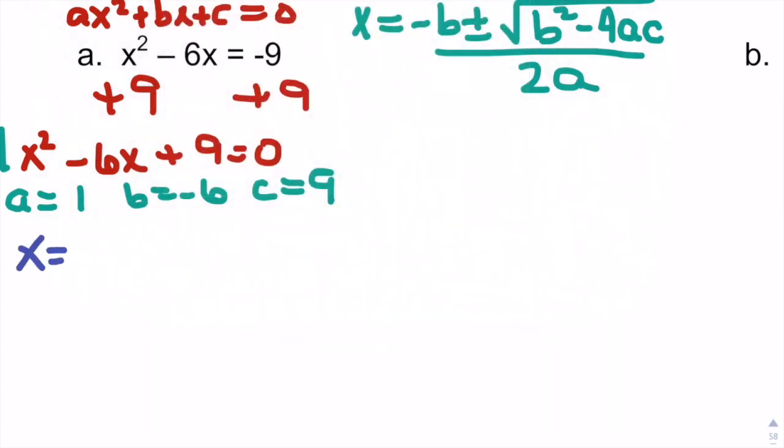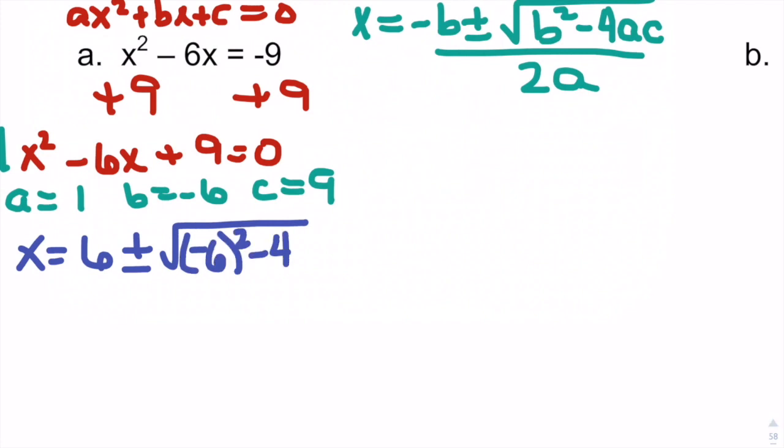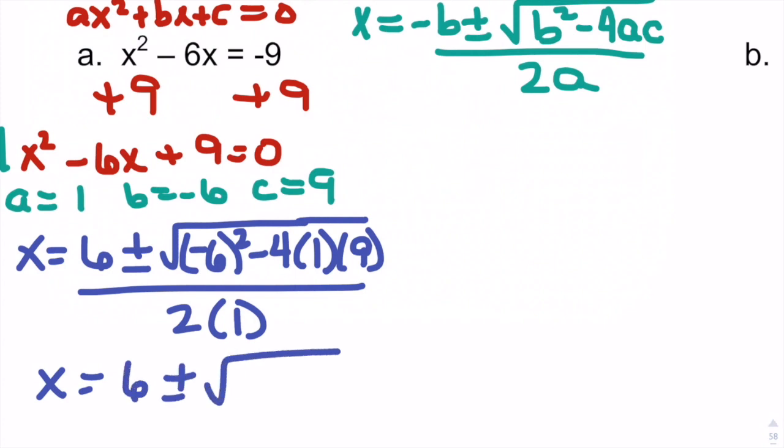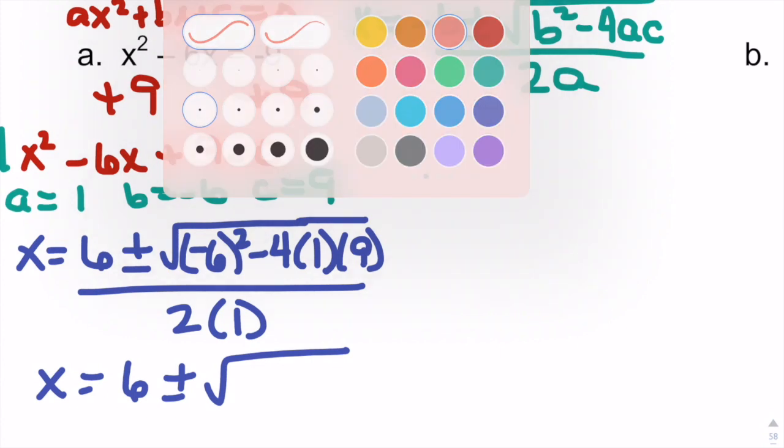So negative b, it's a negative 6 already, and if I plug it in for something that's negative, it becomes a positive 6. And then I have a plus or minus sign. We've got the square root. B squared, well, it's negative 6. I'm placing it in parentheses, squared, minus 4 times a times c. And then on the bottom, 2 times a, which is 1. Plug them in, chug through the problem.